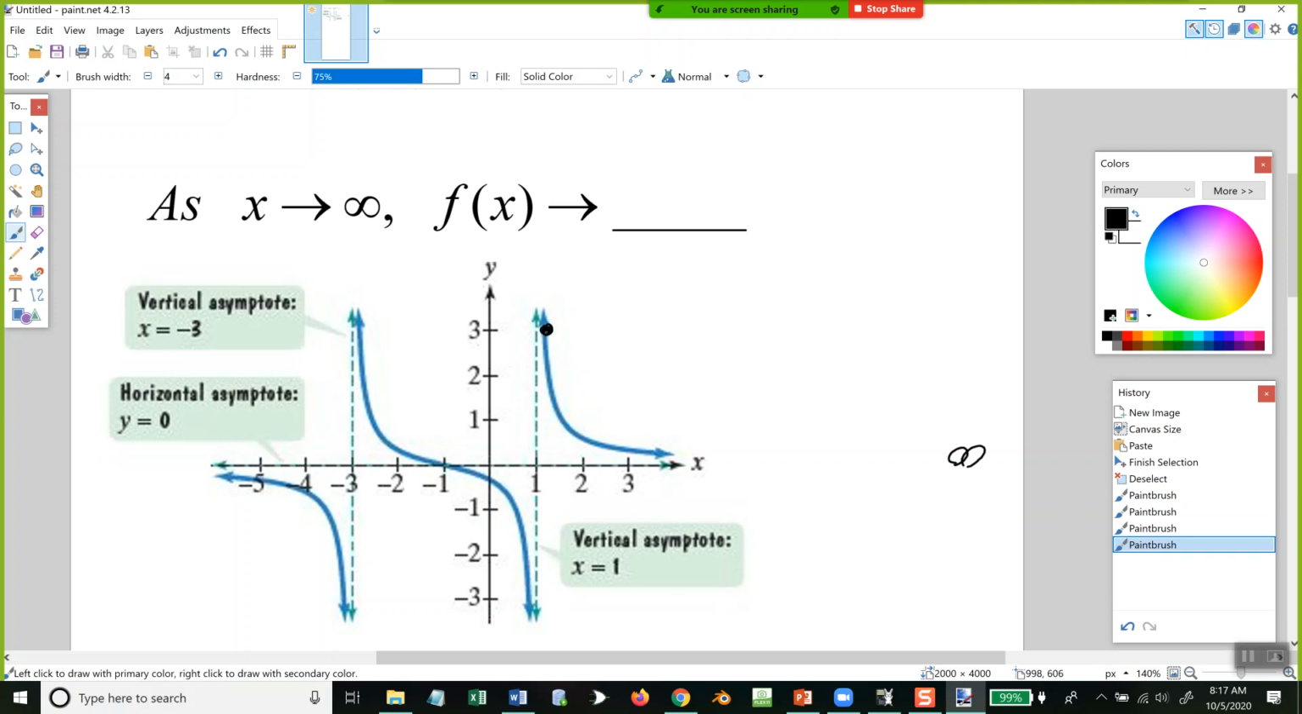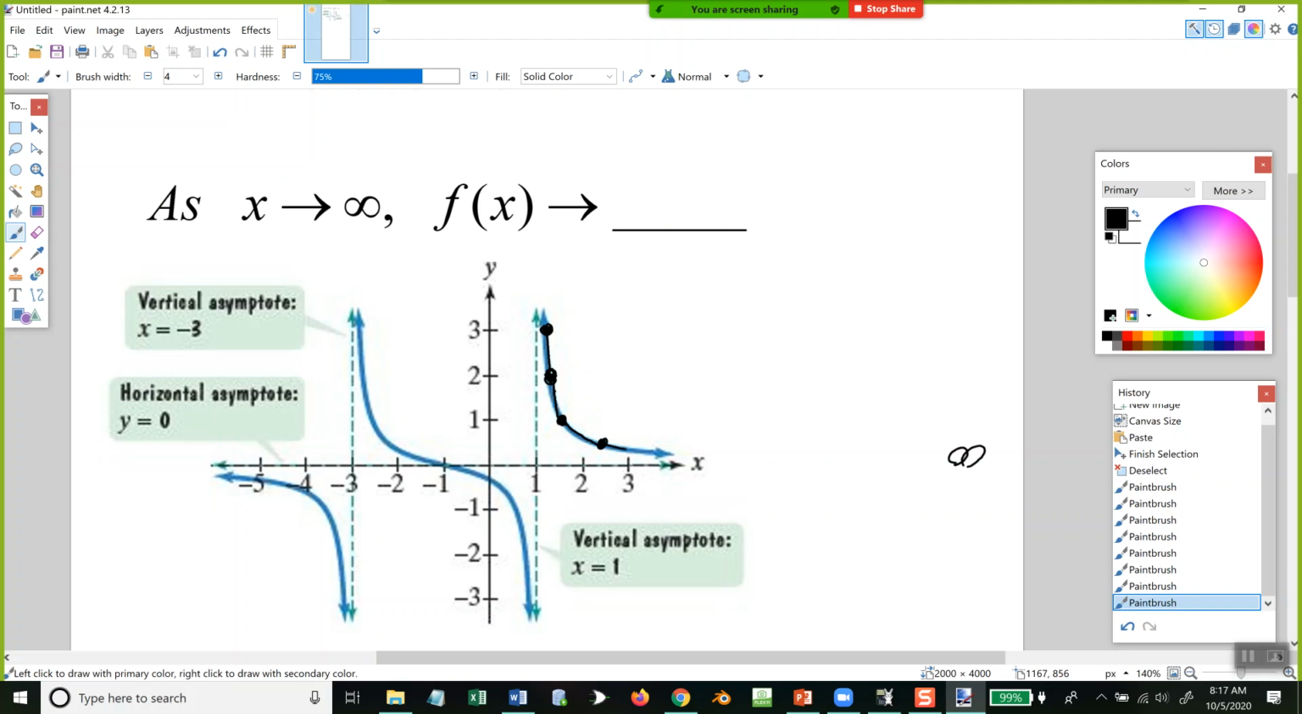Right here, y is equal to 3. Tracing. Right here, y is equal to 2. 1. Maybe a half. Maybe a third. 1/5. So on. So it's approaching 0.